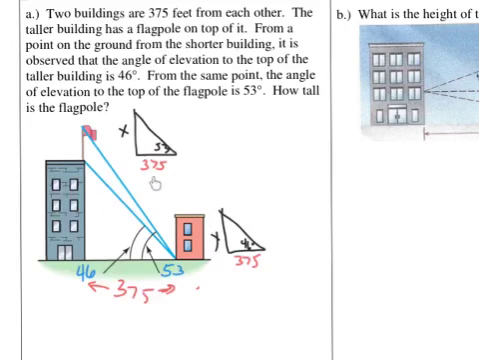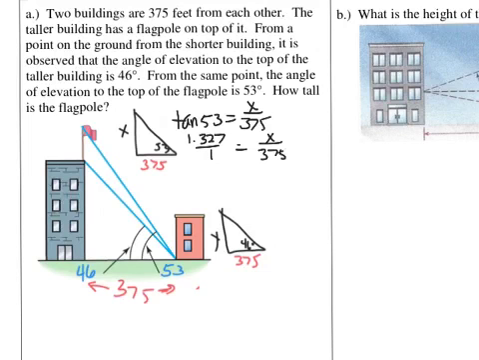So from here, what you really have is just two simple right triangle problems. Opposite over adjacent means I'm going to use the tangent. So the tangent of 53 is equal to X over 375. The tangent of 53 is 1.327, so 1.327 over 1 is equal to X over 375, and you get X is approximately 497.64.